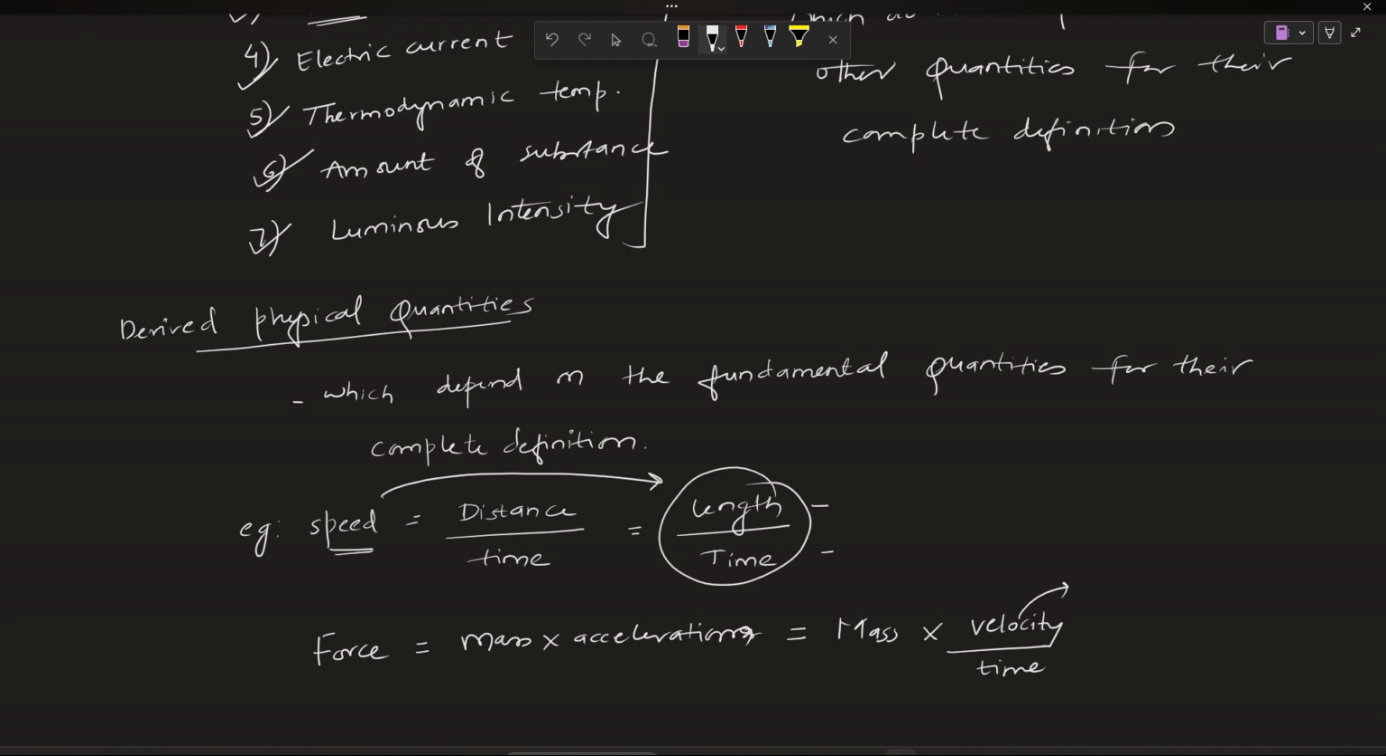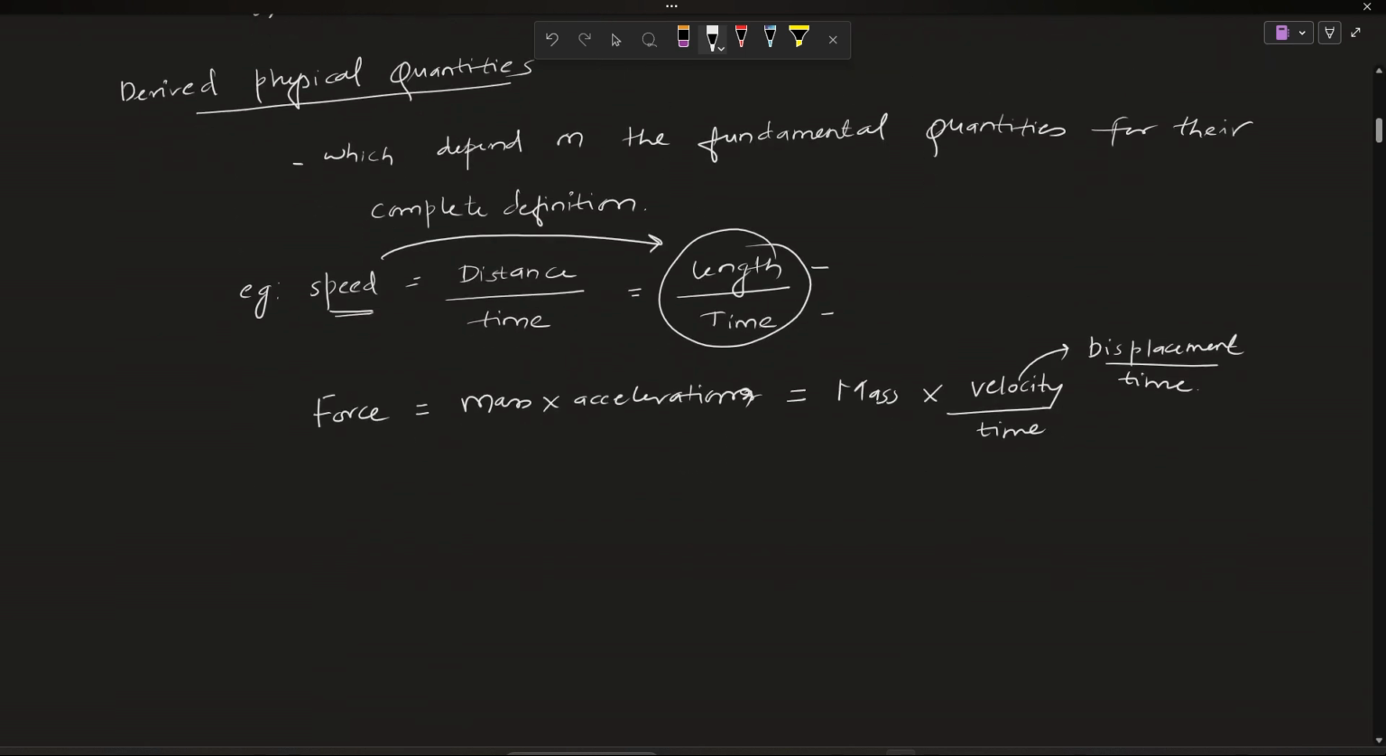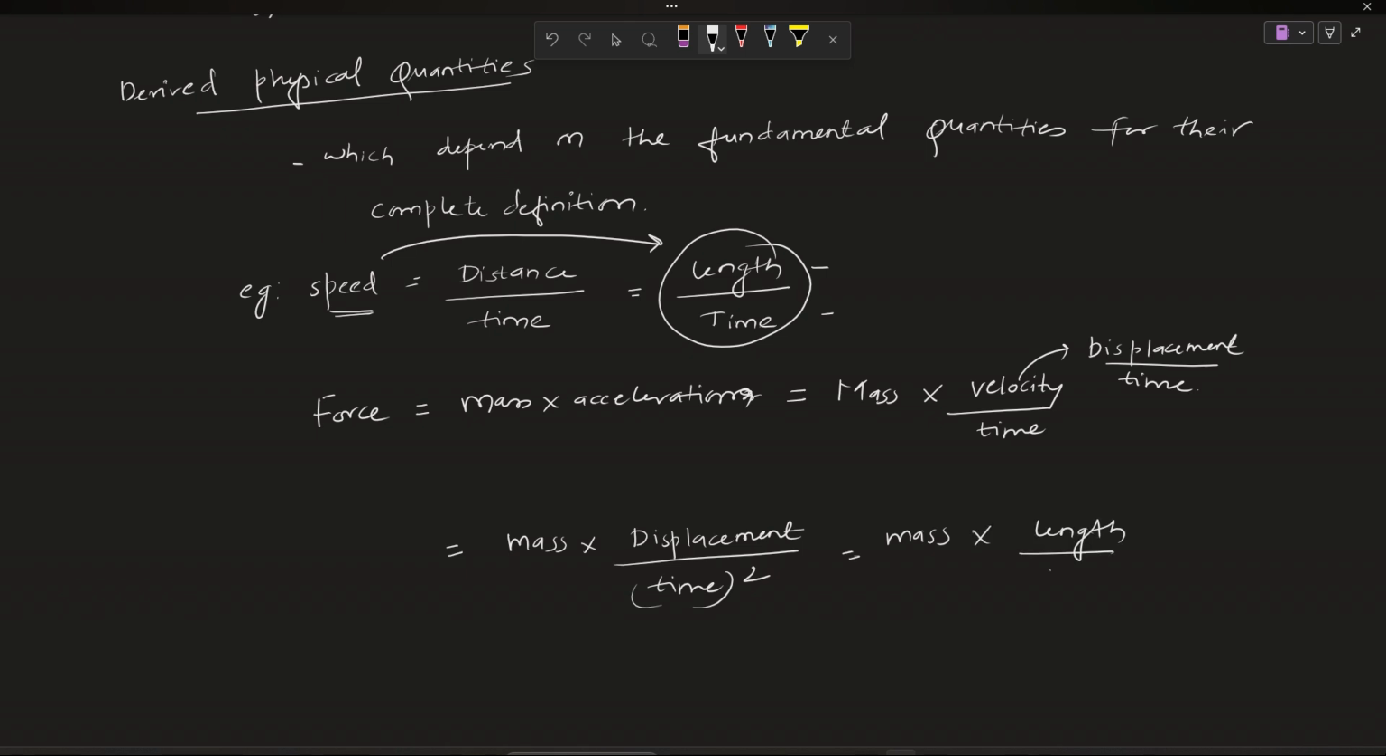Okay, velocity is nothing but displacement by time. So here we can write force as mass into displacement by time square. Displacement is nothing but a unit of length, some sort of length. So it is mass into length by time square.